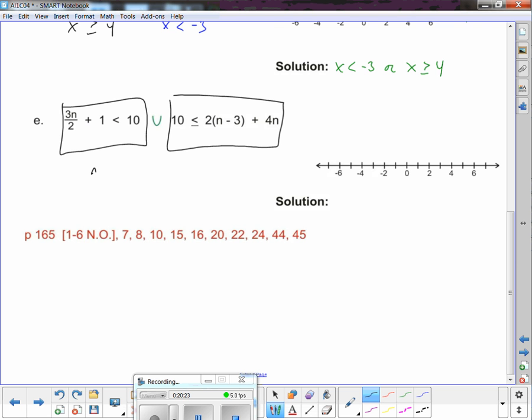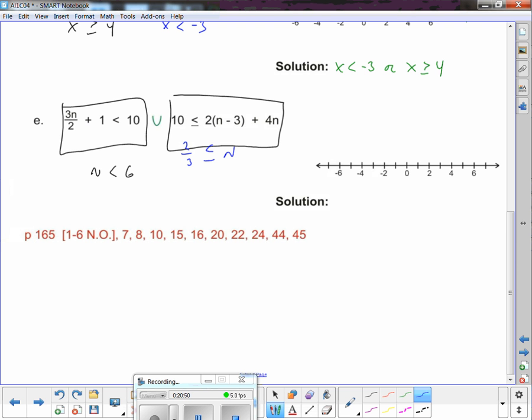this left one boils down to n less than 6. All right, you're going to add a -1 to both sides. You're going to multiply both sides by 2/3, and you end up with n less than -6. On the right-hand side, you have to be careful. You're going to get to a point where you get 2/3 less than or equal to n.